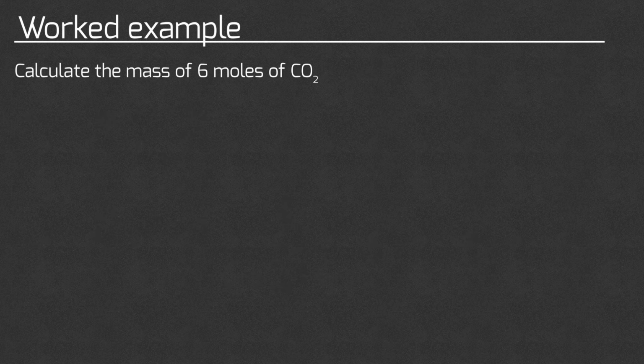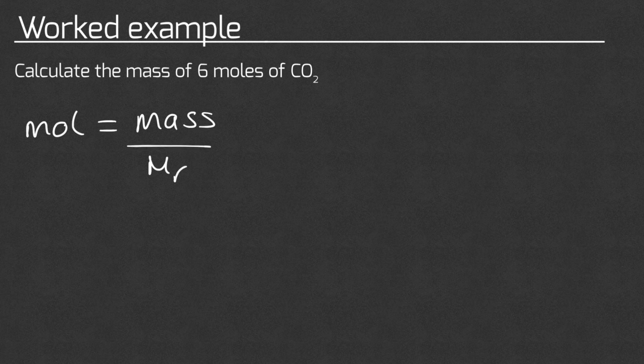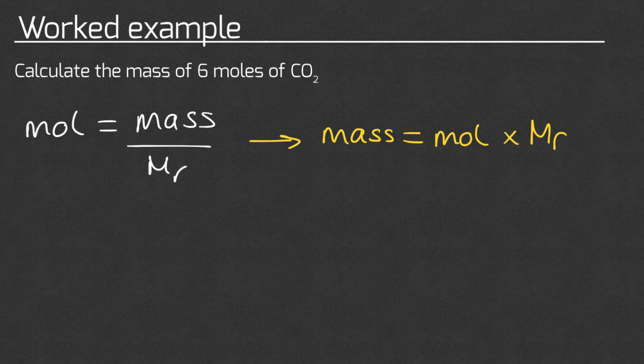In this question, we've been asked to calculate the mass of 6 moles of carbon dioxide. So we'll start off by writing out the equation moles equals mass divided by relative molecular mass, but we'll now need to rearrange it to find out what the mass is. So we'll need to make the mass the subject of the equation. And once we've rearranged it, we can see the calculation we need to do is mass equals the moles times by the relative molecular mass.